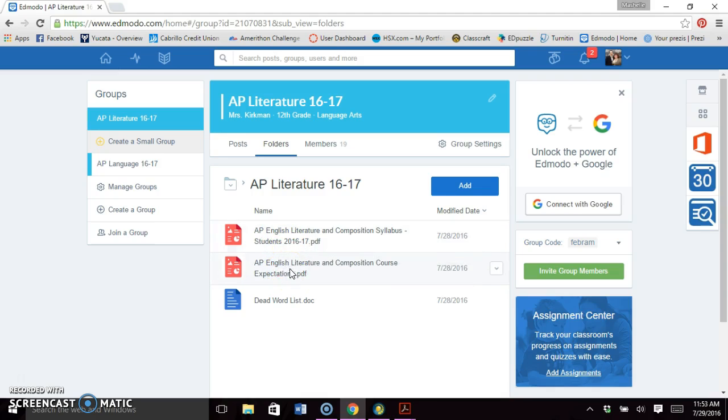You don't need to print out the syllabus, but you are required to print out the course expectations because you will actually be signing it and turning it in to me on Tuesday. The dead word list is here for reference purposes. We will highlight a little bit about that and talk about that. But again, the majority of you are used to the dead word list, but I will do a little bit with it to help those that have not used it before.